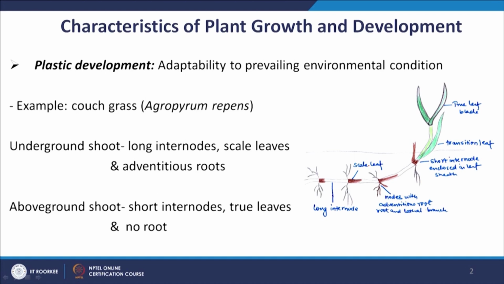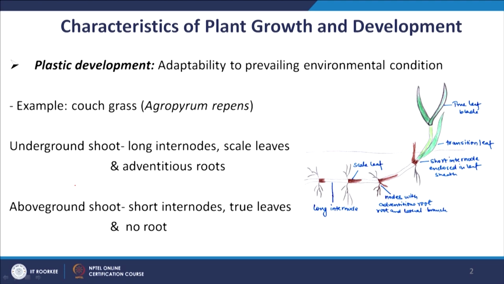I will take a couple of examples, and you will appreciate how developmental plasticity is acquired by plants. If you take this example, this is couch grass. Its shoot grows below the ground as well as above the ground. What happens when the shoots are growing underground? Underground has a very different environmental condition than above ground. Underground, the light intensity is less, oxygen availability and other environmental factors are very different from above ground.